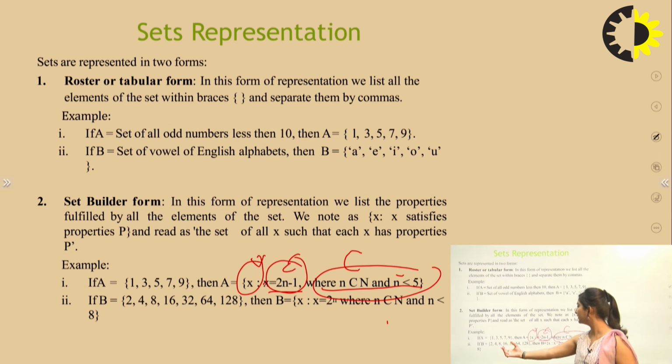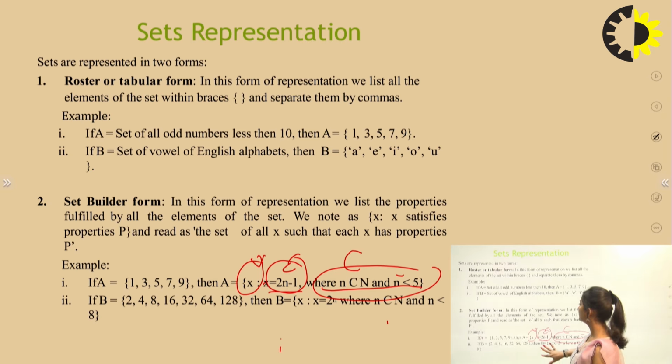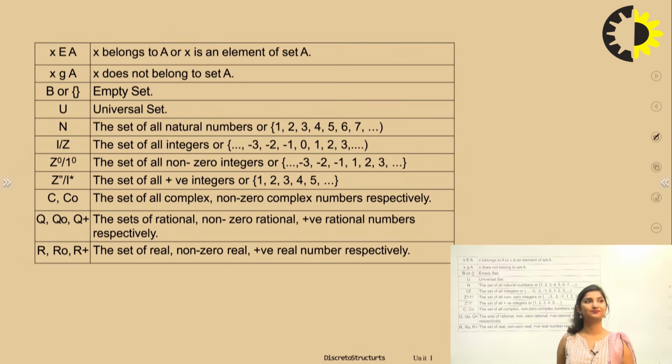So similarly for here, x colon x is 2 power n, where n belongs to N and n is less than 5. Okay. So now we head to our next slide.